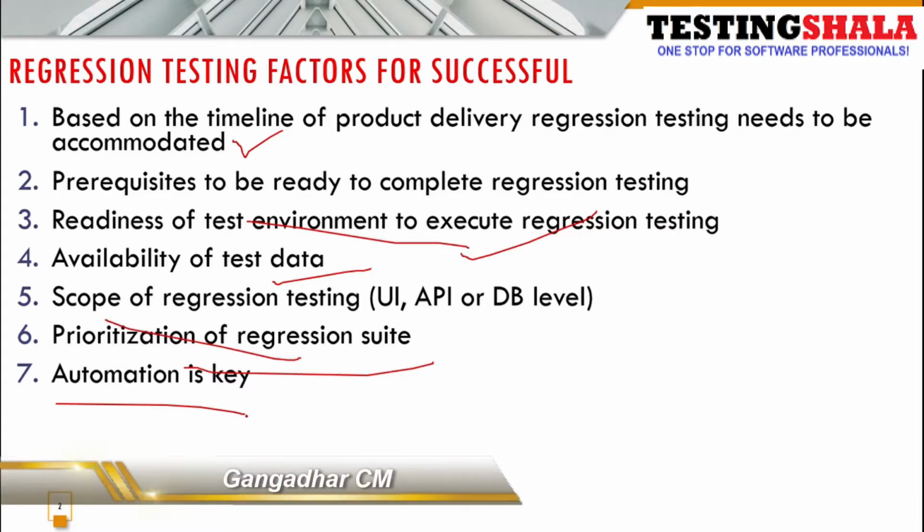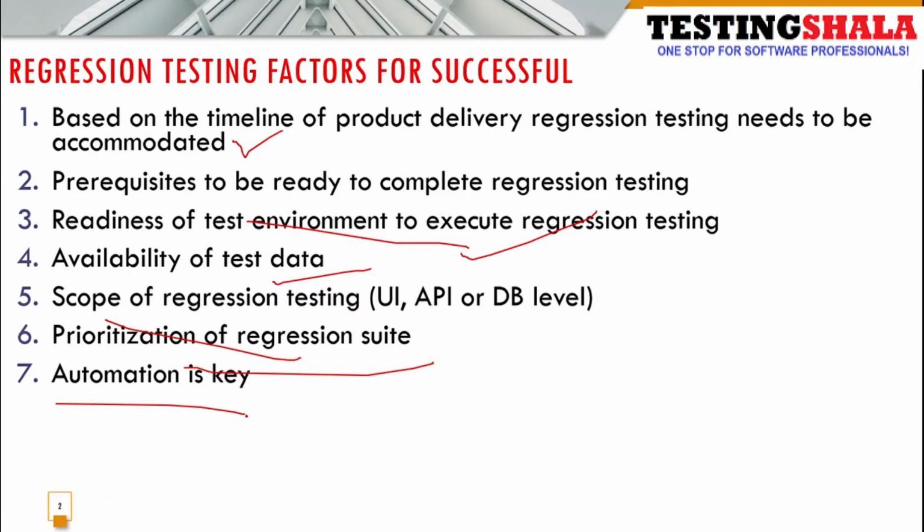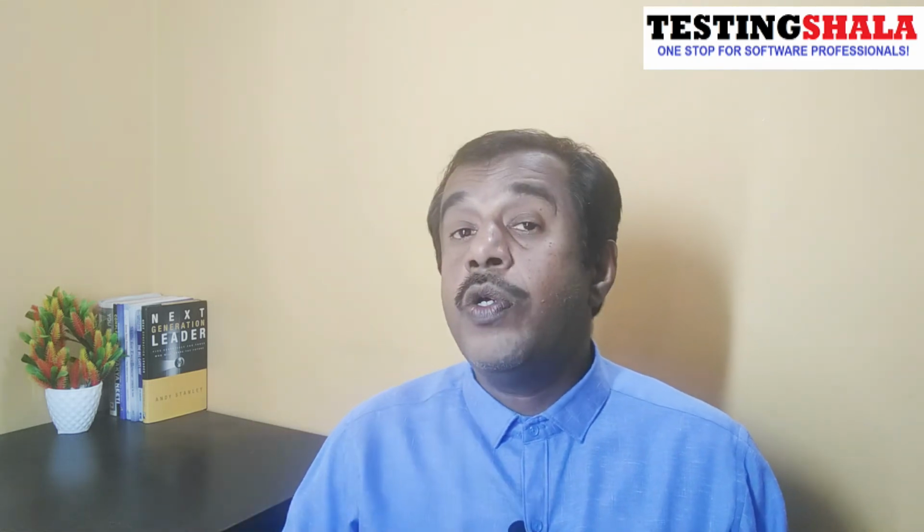The seventh factor you should also consider while planning regression testing is, automation is very much key here. You will have a huge number of test cases, let's say 1,000, 10,000, 20,000 test cases. If you wanted to execute everything manually, then it is not possible with the available resources. You are required to bring automation here with the right strategy, with the right intention, with the right return on investment strategy. Then only you can make regression testing a successful one.